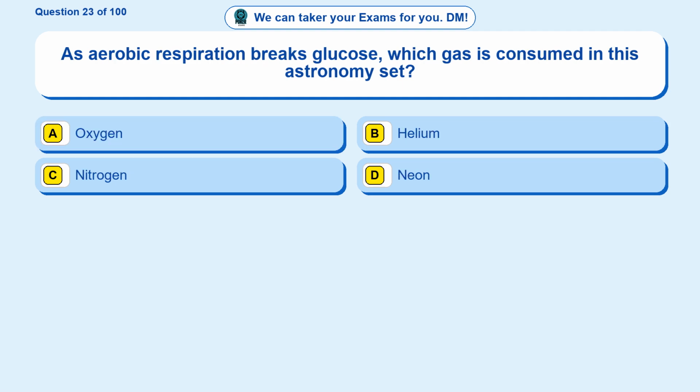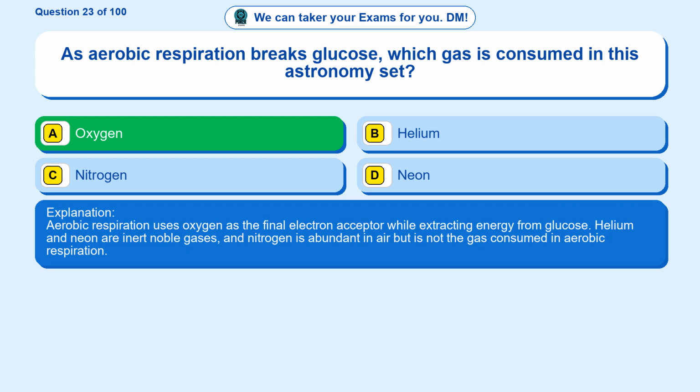Question 23. As aerobic respiration breaks glucose, which gas is consumed in this astronomy set? Option A, oxygen. Option B, helium. Option C, nitrogen. Option D, neon. The correct answer is option A. Oxygen. Aerobic respiration uses oxygen as the final electron acceptor while extracting energy from glucose. Helium and neon are inert noble gases, and nitrogen is abundant in air but is not the gas consumed in aerobic respiration.